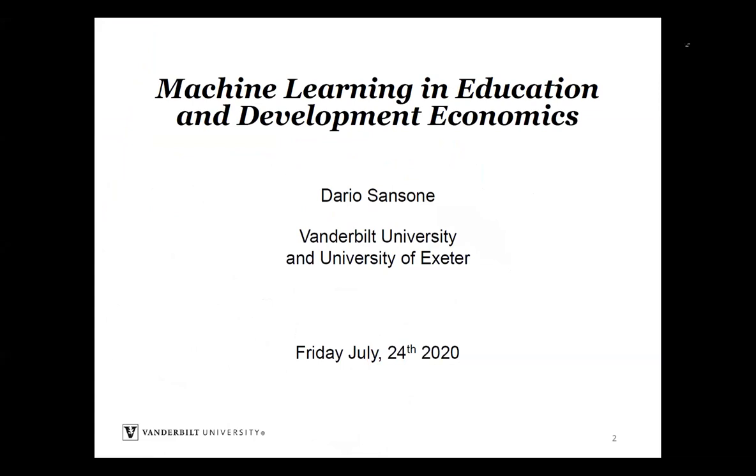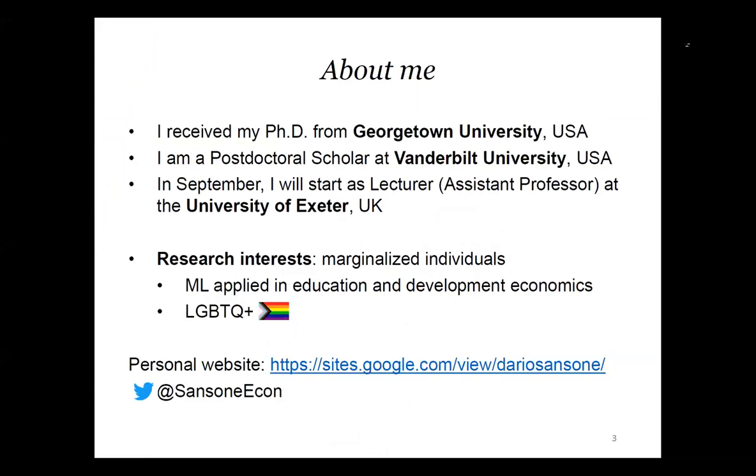My name is Dario Sansone, and today I will present some machine learning applications in both education and development economics. Before doing that, let me just say a few things about myself. I received my PhD in economics from Georgetown University last year, and I'm currently a postdoc at Vanderbilt University. And in a few weeks, I will start as assistant professor at the University of Exeter in the UK.